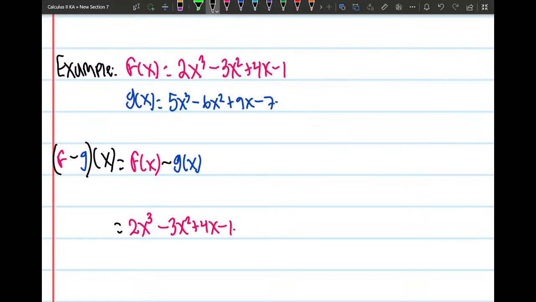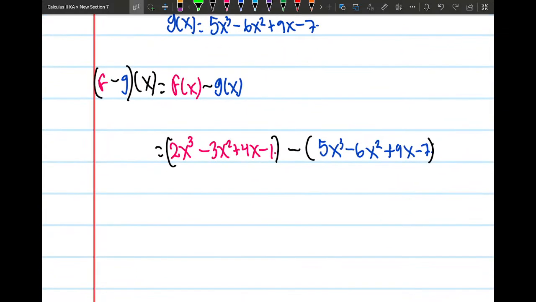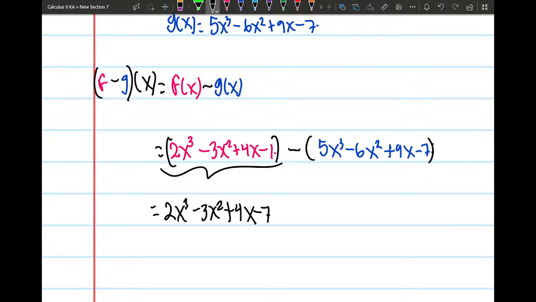So we're going to put that in parentheses, and then minus, and then we're going to do g of x. But one thing to note, guys, is that you have to put it in parentheses. Otherwise, it's going to be wrong, because we have to distribute that negative. It's very important that we do that. So then we can take off the parentheses for this one. So we have 2x cubed minus 3x squared plus 4x minus 1.